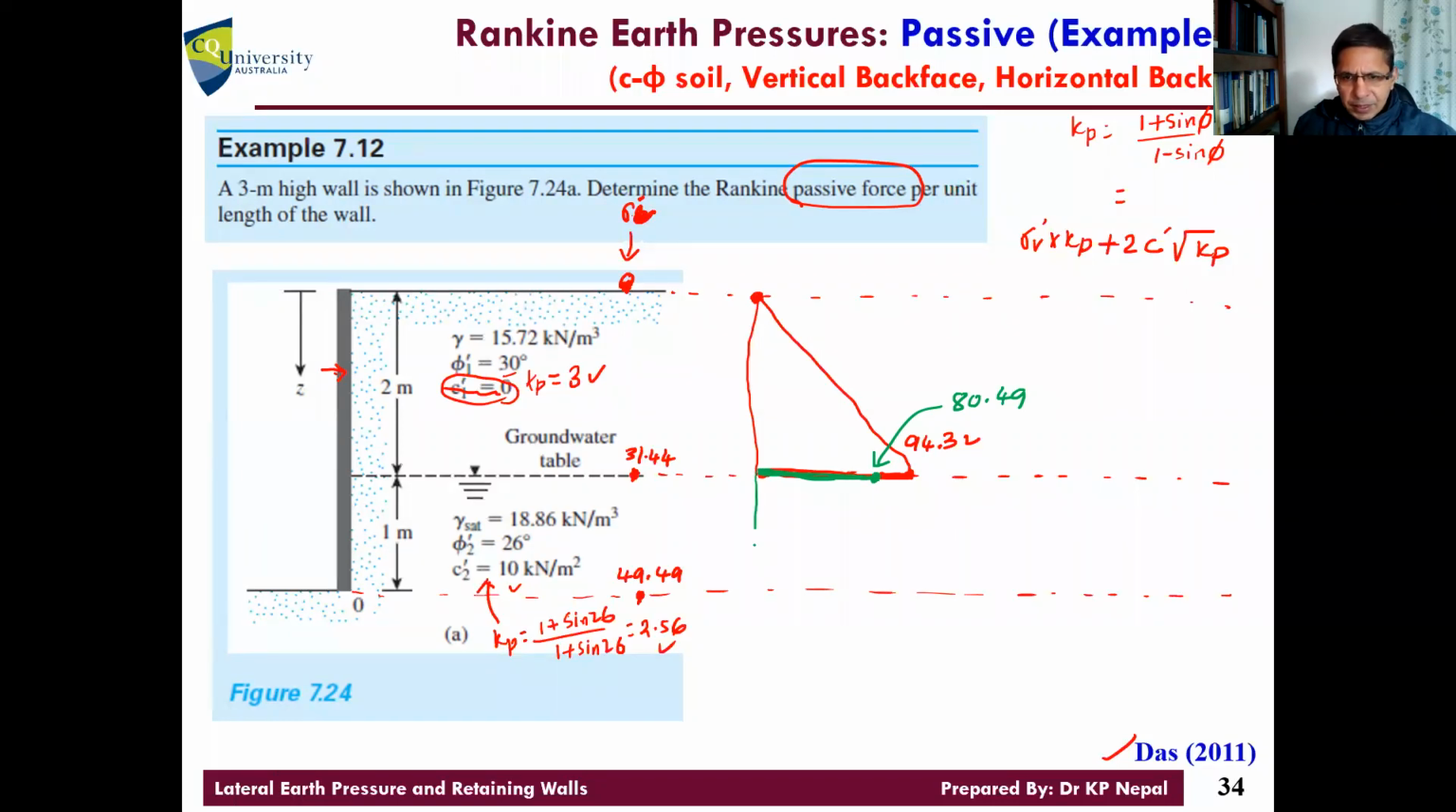How about here now? Can I drop this down to the bottom of the second layer? What will be here? Vertical pressure is this much, but we also need to use the cohesion term. So 49.49 times the K value, 2.56, plus 2 times C. What's the C value for the bottom layer? 10 times the square root of Kp, so the square root of 2.56. That equals 158.69.